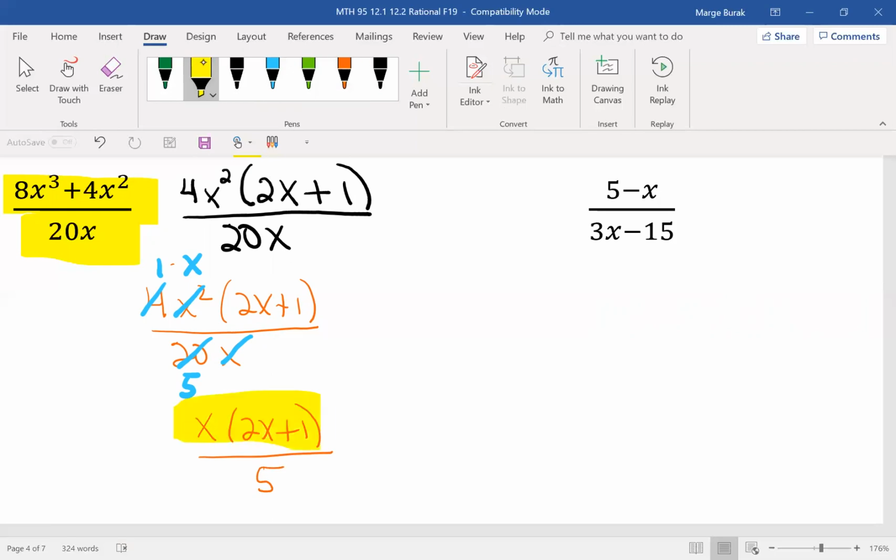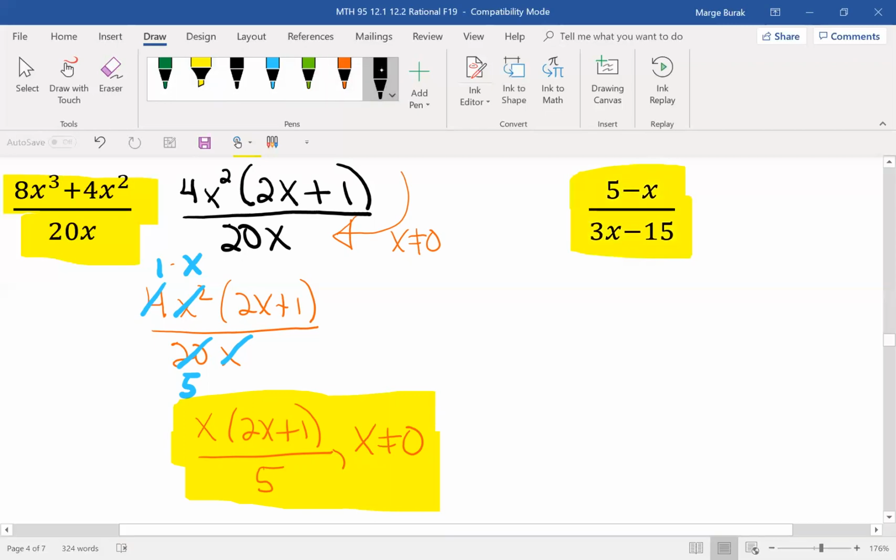So my final answer would be that, but I have to say, wait a minute, did I have any domain restriction that I canceled? In this fraction, x cannot equal 0 because that would make it 0. So in my answer, x still cannot equal 0, and that is part of your answer. Okay, let's take a peek at this one. Again, we have a bunch of terms. If we're going to cancel anything, we need to factor it.